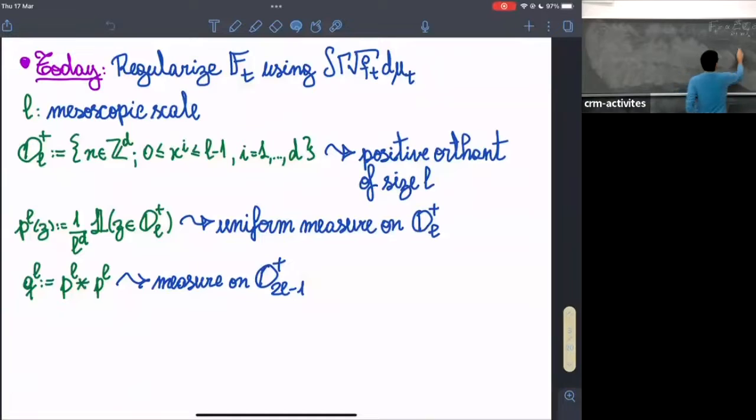In the case of R^2 or Z^2, this is O_L^+. And like this is L minus one. And let me call P_L(z) the uniform measure on this positive octant.